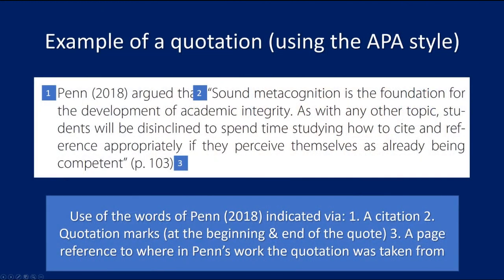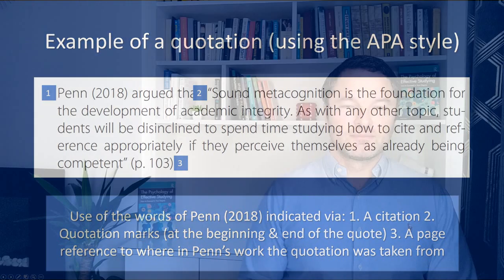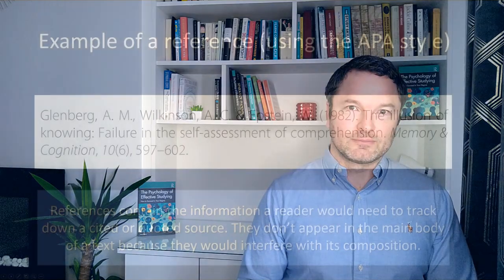Quotation is something that you do when you want to use the words of another author in your composition. You can see an example of a quotation on the screen now. Referencing is something you do so that the reader of your work can easily track down the sources that you've cited and that you've quoted in your work. You can see an example of a reference on the screen now.